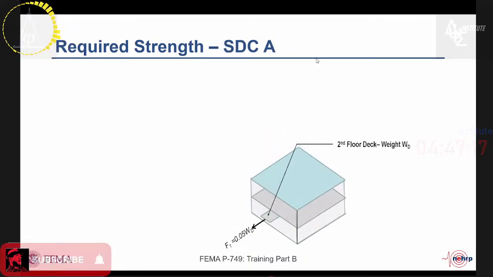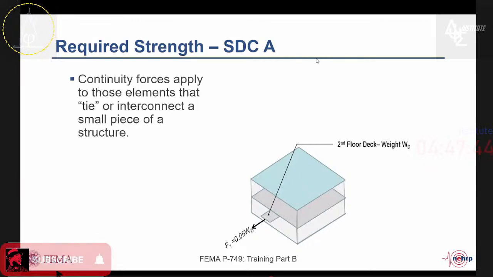The continuity tie forces are equal to 5% of the weight of the smaller piece of the structure tied to a larger piece, illustrated in this diagram as a little balcony or an eyebrow cantilevered off of a floor diaphragm. Under ASCE 7 and seismic design category A, it is required to have sufficient tie back to the main structure to resist 5% of the weight of that element.